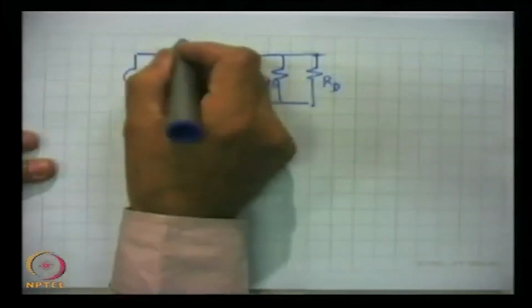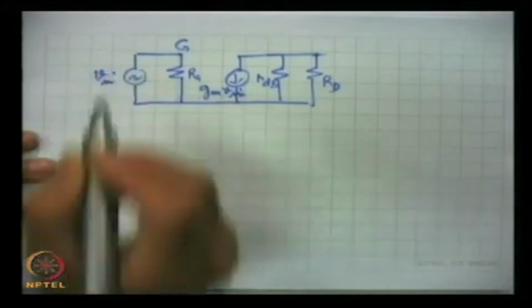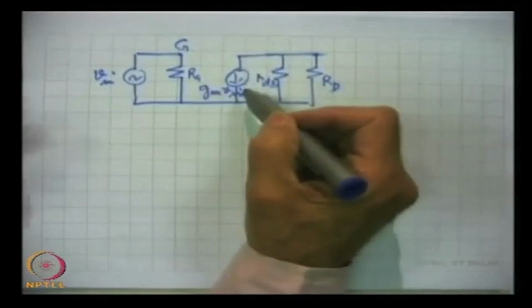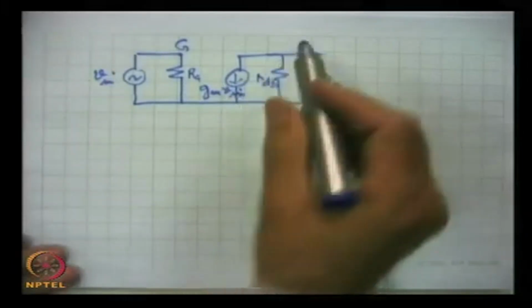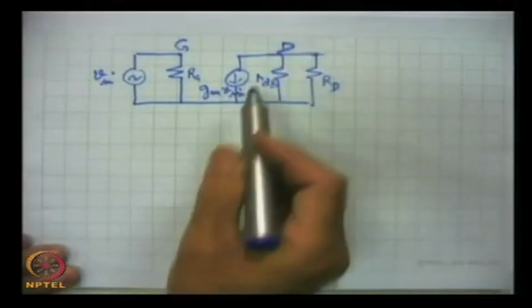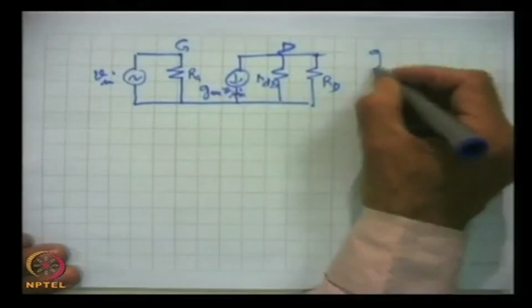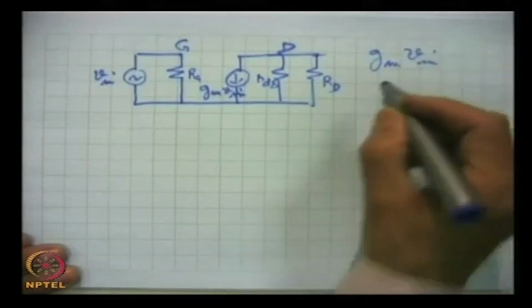This is the gate terminal, this is the input V in, and this is the transistor in the circuit. In the AC model we have replaced it by its AC equivalent circuit, and this is the drain. This is the current source, which is equal to GM into V in.